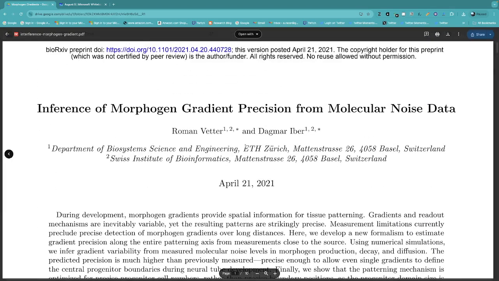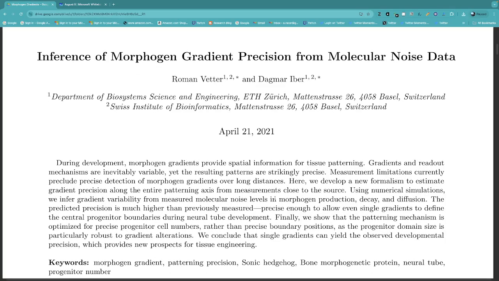And so the second paper is from 2021. This is from Roman Vetter and Dagmar Iber. And this is a preprint, so I'm not sure where it was eventually published, but the title is Inference of Morphogen Gradient Precision from Molecular Noise Data. So this is where we talk about the morphogen gradient very specifically and the role of molecular noise. So we're not talking about cell behaviors or mechanics. We're just focusing on this molecular gradient, focusing on its precision, but also talking about molecular noise. So this requires us to think about molecular noise, which is, of course, the noisiness of gene expression and the role of that in this process.